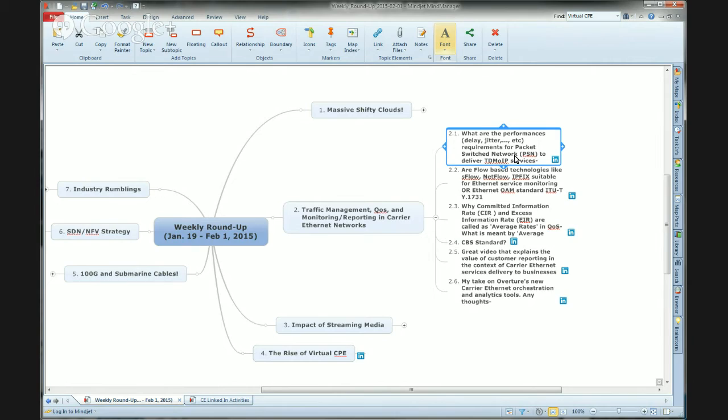And then the other discussion I want to quickly go over is something that was asked by Sanjay of Aricent, who's trying to understand what flow-based technology he should use if he's trying to monitor an Ethernet service. Should it be S-flow, NetFlow, etc., that come from the layer 3 world, or should it be the Ethernet OAM standards? And once again, this is a very interesting discussion that if you're in any way working in this area, you should probably look at.